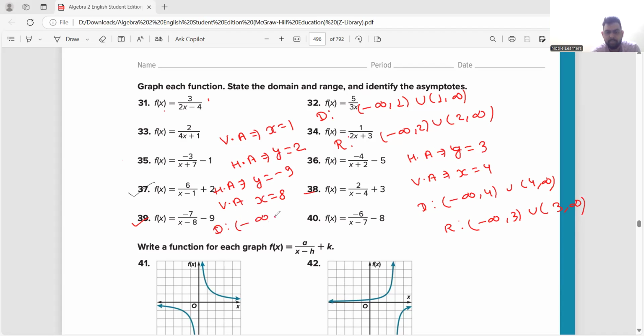-infinity to 8, union 8 to infinity. Range: -infinity to 9, union 9 to infinity. -9 to infinity. Right. -9 was horizontal asymptote, right?